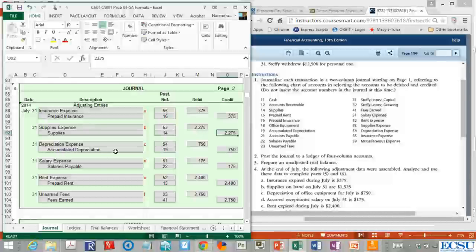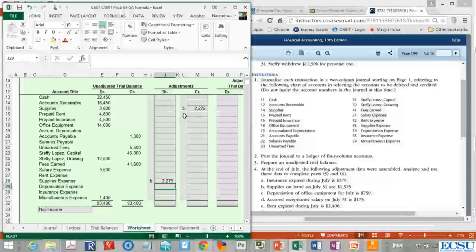Next is the prepaid rent. Prepaid rent was a credit of 2400, so let's put that. That's number E. So number E was prepaid rent 2400, and then of course it was a rent expense.